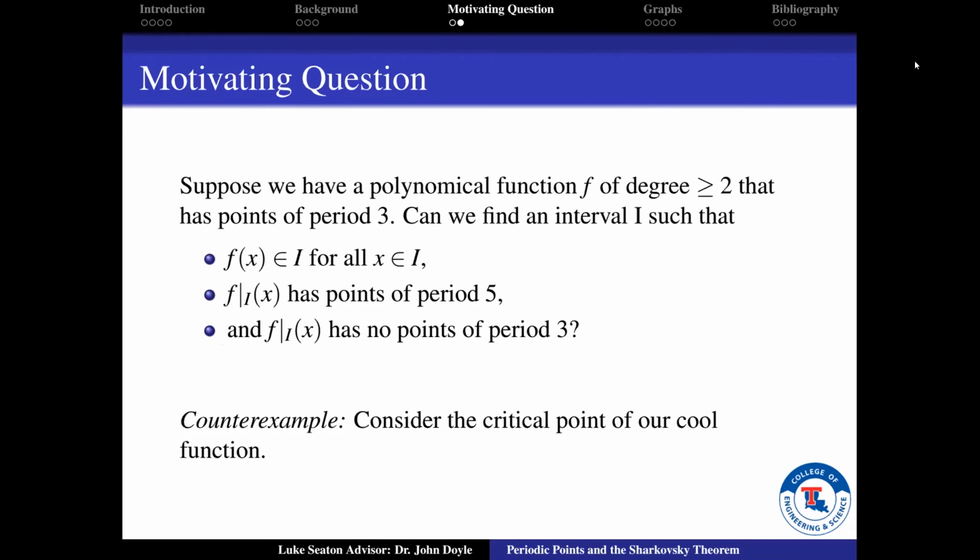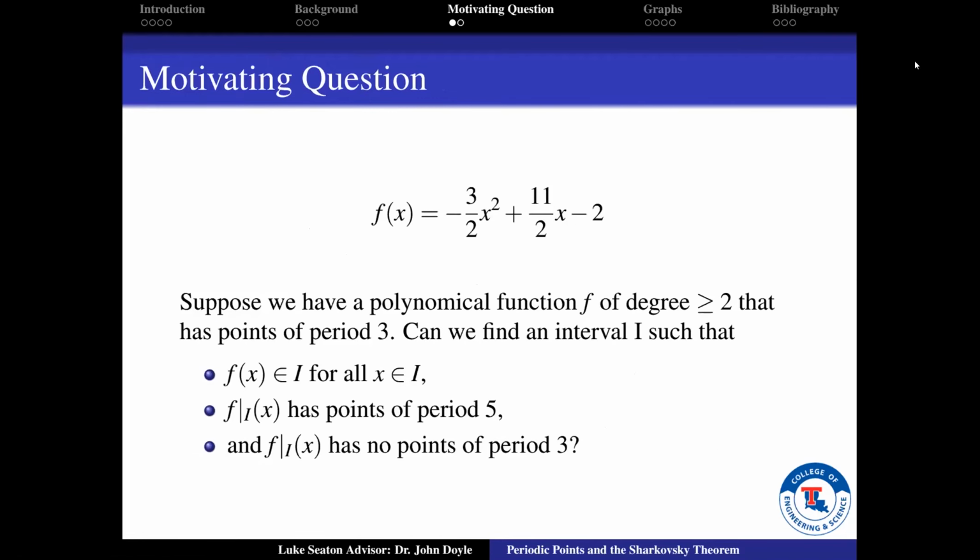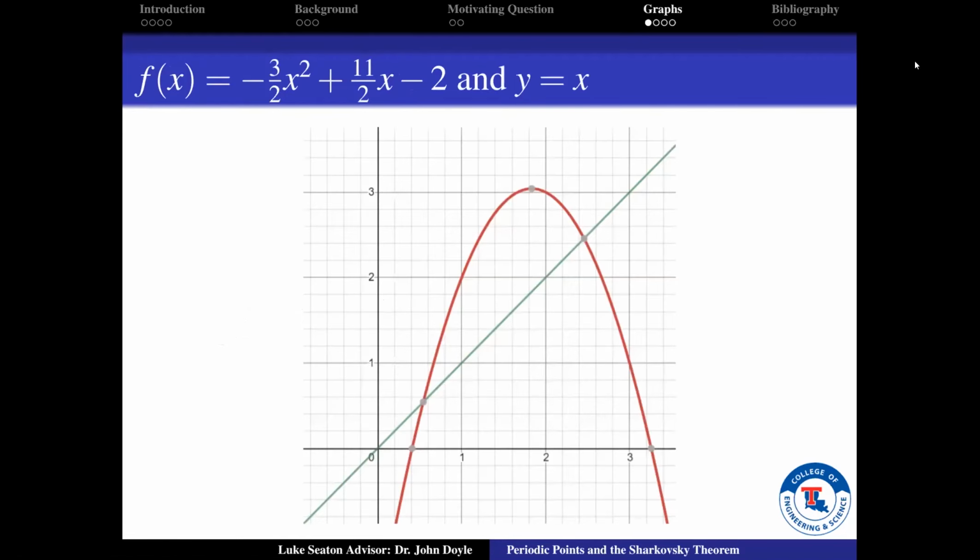And so a simple counterexample of this is considering the critical point. So now we're going to look at some of these graphs that will more clearly show this, and how the critical point is actually a very interesting part of these systems. Right here we have the function, the same function we were using for our cool function from earlier, graphed against the line y equals x. When you graph a function against y equals x, you can actually see the points of period 1.